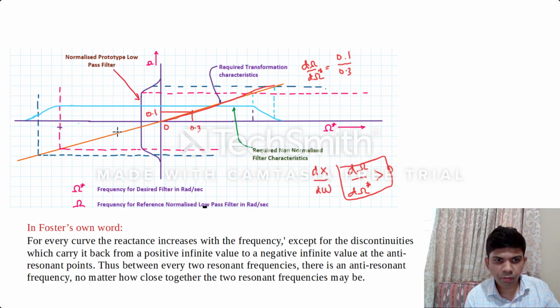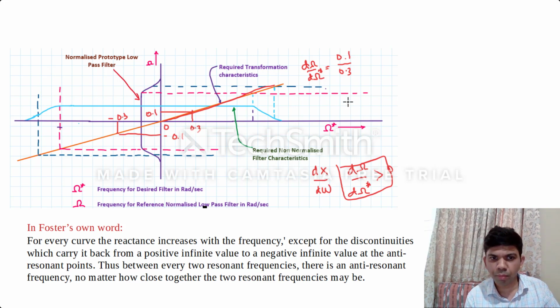Now similarly, let us take a point on the negative side, meaning in the third quadrant. Say here the value of omega is minus 0.1 and the value of omega star is minus 0.3. So omega is becoming 0 from the value minus 0.1.